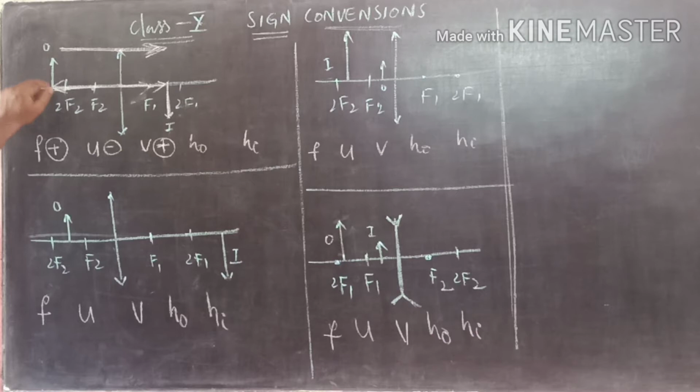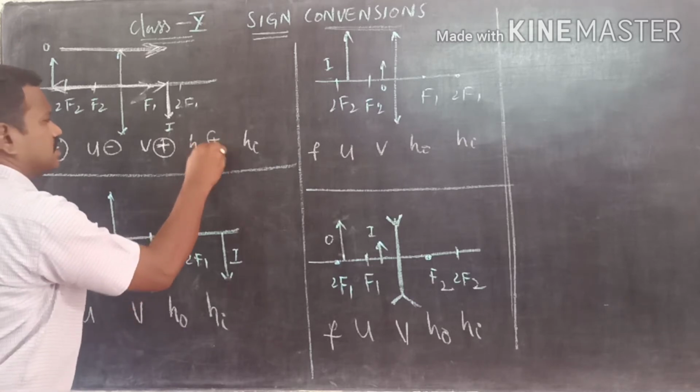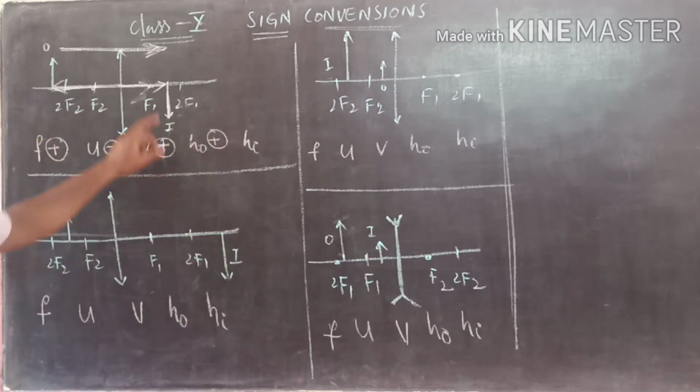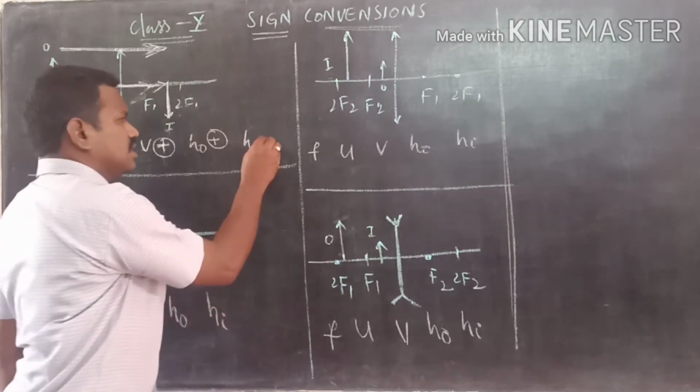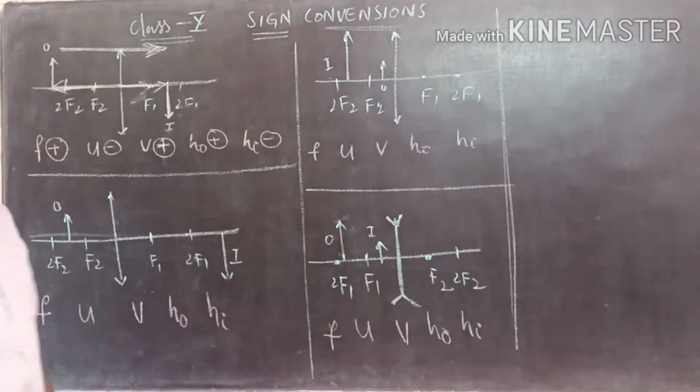See the height of the object. This object is located above the principal axis, so it is considered positive. The height of the image is below the principal axis, so it is considered negative.